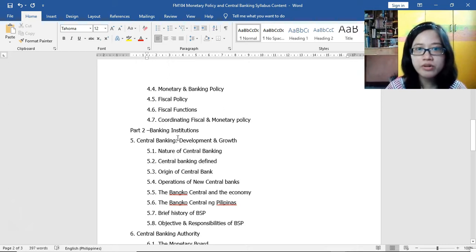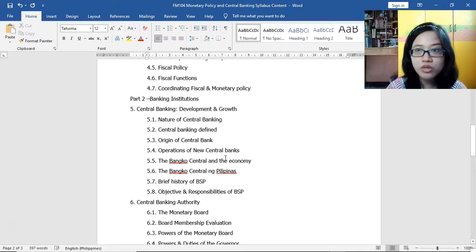The second part would be banking institutions. Topic number 5 is about central banking, development, and growth. We have the nature of central banking, definition, the origin of central bank, operations of new central banks, the Bangko Sentral and the economy, the Bangko Sentral ng Pilipinas, BSP, a brief history of BSP, and objectives and responsibilities of BSP. So on this second part, the main focus would be the central bank or the BSP.